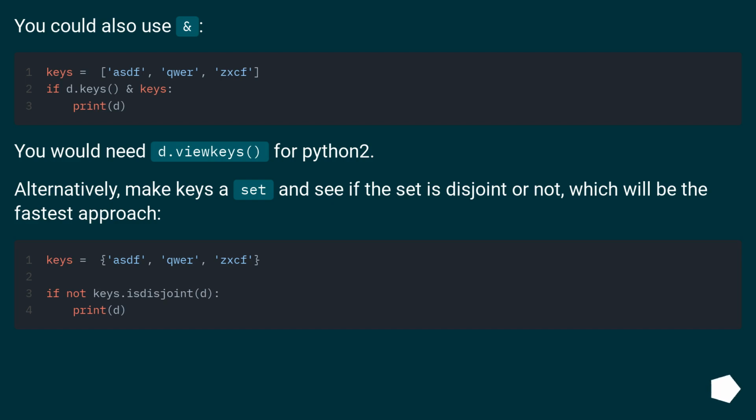You could also use AND. You would need d.viewkeys for Python 2 too. Alternatively, make keys a set and see if the set is disjoint or not, which will be the fastest approach.